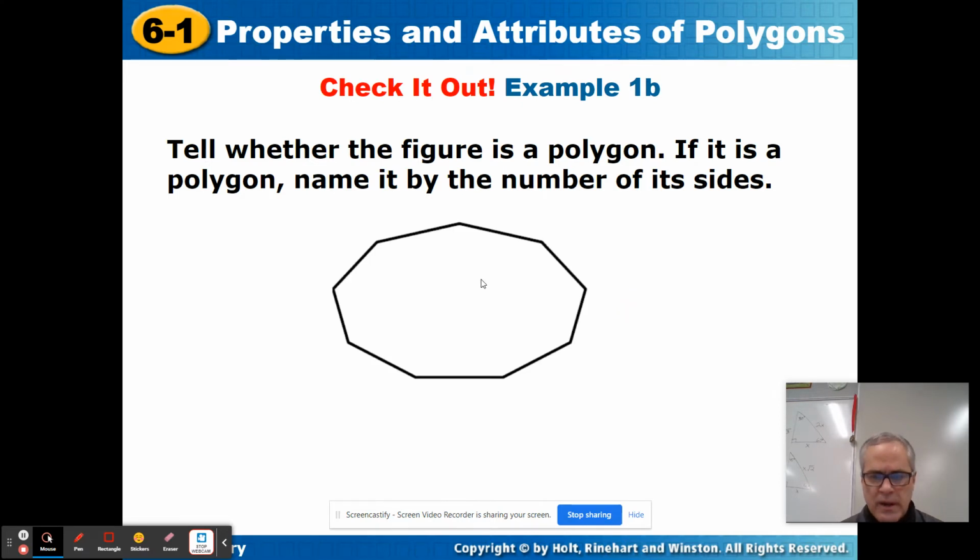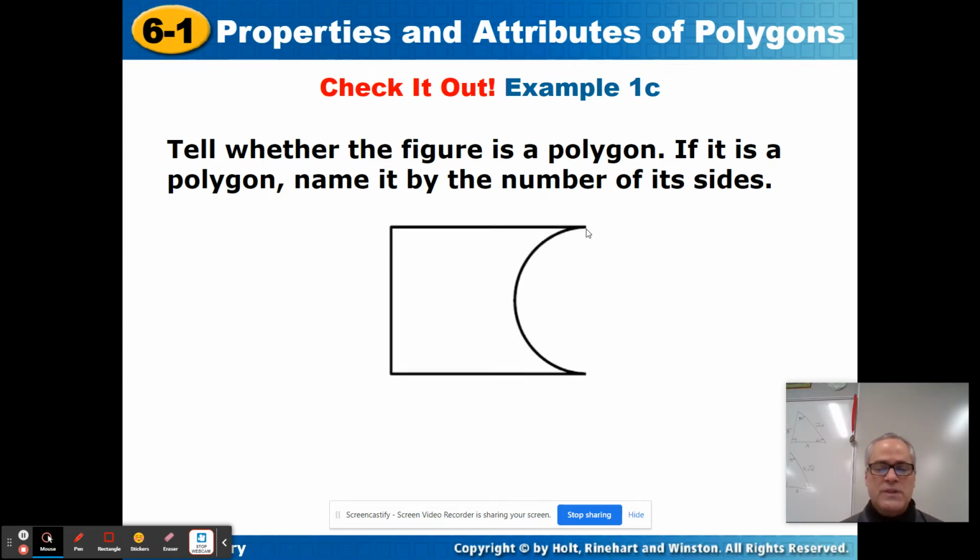This one is a polygon. I'm going to struggle with the number of sides. Let me try: 1, 2, 3, 4, 5, 6, 7, 8, 9. So nonagon, and it is a polygon. This one's not. See the curved end right here? So not a polygon.